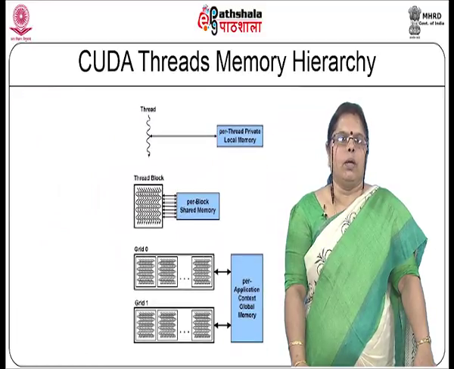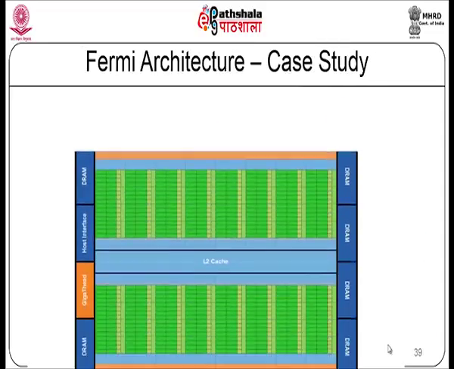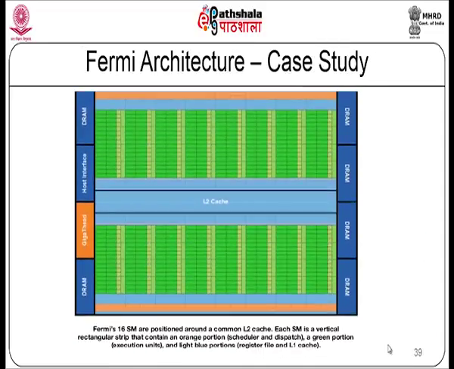So, if you look at the memory hierarchy, as I already mentioned, you might have a memory per thread, you might have memory per block, and you might have memory which is global to all the grids. As a case study, look at the Fermi architecture, which is one of the GPU architectures of NVIDIA. There are also other architectures available, but we will just look at the Fermi architecture. The Fermi architecture has 16 streaming multiprocessors available.